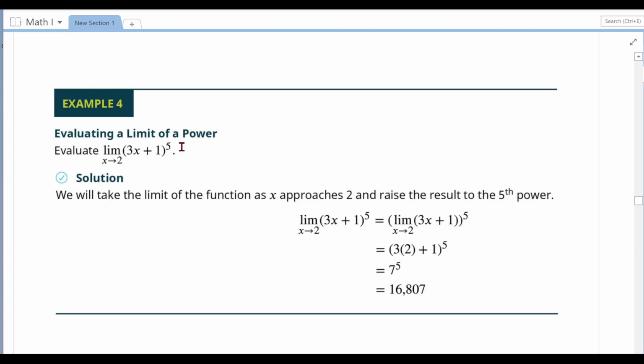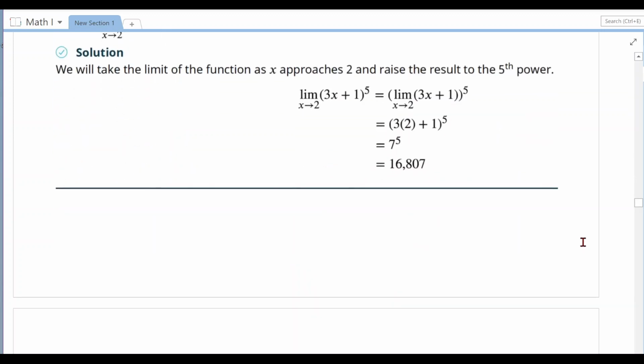Limit of a power, for example 3x plus 1 raised to the power of 5, again based on the properties of the limit, equals the limit of 3x plus 1 raised to the power of 5 outside. So the limit by substitution: 3x, 3 times 2 is 6, plus 1 is 7, 7 raised to the power of 5.